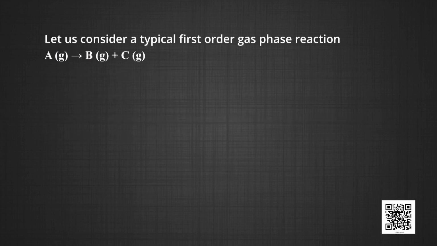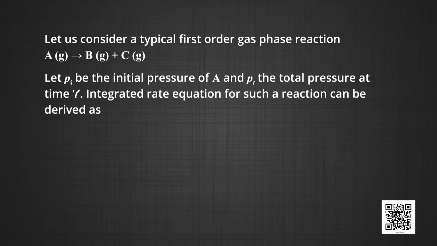Let us consider a typical first order gas phase reaction. A gives B plus C, all are in the gaseous state. Let Pi be the initial pressure of A and Pt the total pressure at time t.